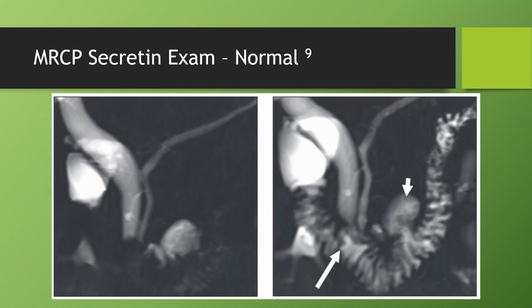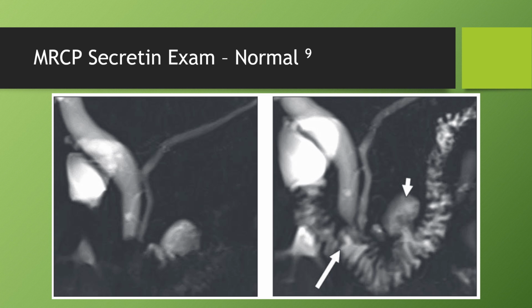So these are images of what a normal MRCP secretin exam would be. In the first image on the left, you can see the common bile duct and the pancreatic duct coming down. Looks pretty normal. There's a little bit of signal in the duodenum. That turns out to be a diverticulum. It's not within the lumen itself.